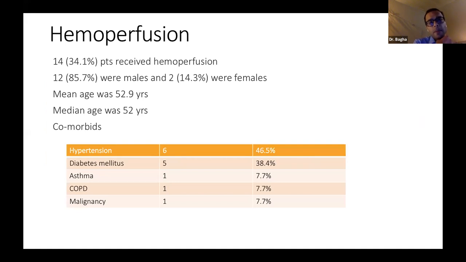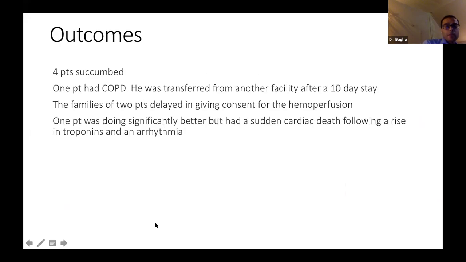12 were males and 2 were females. The mean age of these patients was 52.9 years, and the median age was 52 years. Again, if you look at the comorbidities, the majority were hypertensive, 6; 5 were diabetic, 1 was asthmatic, 1 had COPD, and 1 had malignancy. 4 patients out of the 14 that we treated actually succumbed to the disease.